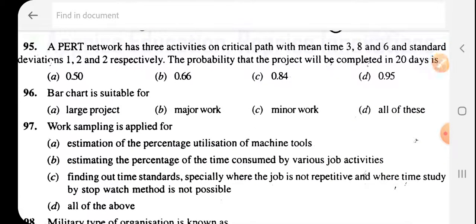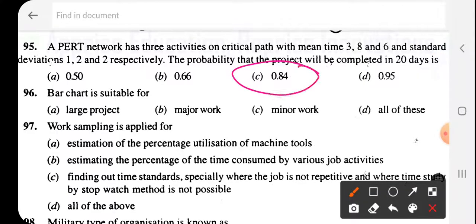A PERT network has 3 activities on a critical path with mean times 3, 8 and 6 and standard deviations 1, 2 and 2 respectively. The probability that the project will be completed in 20 days is. So this is an important question, I will tell you the solution. So now you remember the answer, 95 is C.